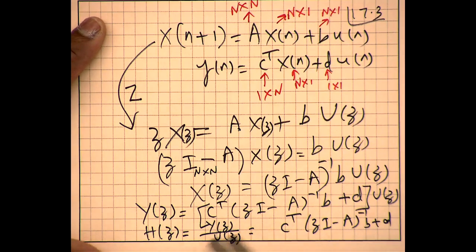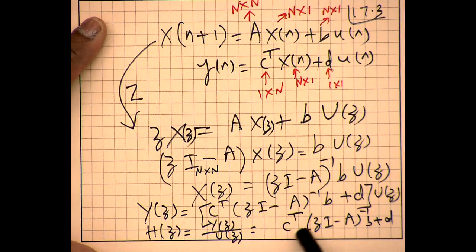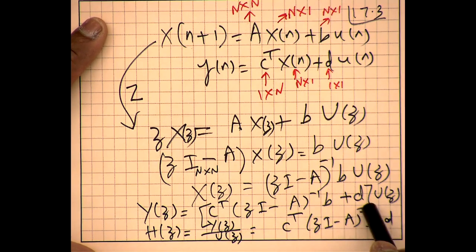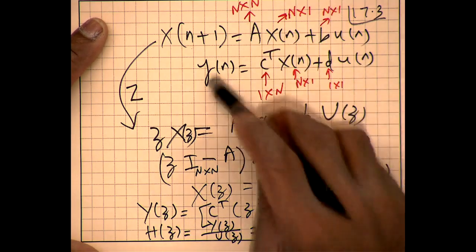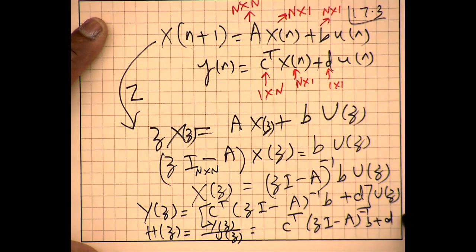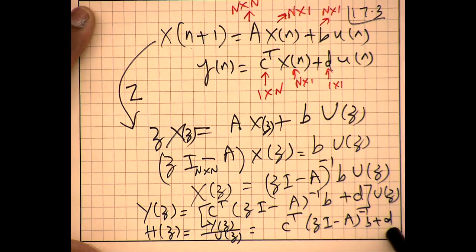So that's what the transfer function is. C transpose times z times the identity matrix minus A inverse times B plus D. So if we know A, B, C, D, then that's what. And if you are using MATLAB, surely you can do that by MATLAB or Mathematica or whatever else.